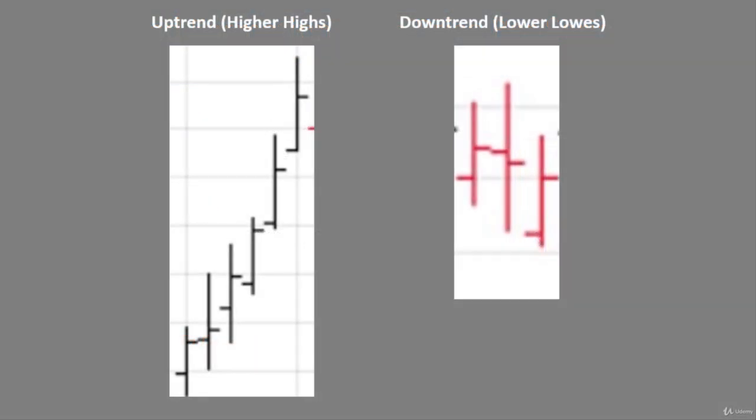If you see on the left here, the uptrend, you see the tick marks on the right-hand side, the closing prices. From each price bar, each up and down price bar, you see how the closing prices on the right-hand side keep going up.